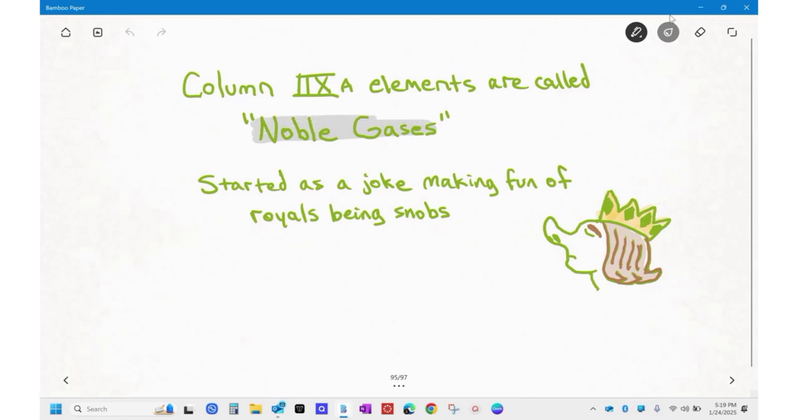And actually, the name noble gases, the reason why they were named that, well, one, because they're all gases, but the reason why they called them noble gases is because it actually started out as a joke among scientists about how snooty nobility and royalty were. They were just making fun of royalty being snotty, calling these column 8A elements noble gases because they're too snotty to bond with any of the other elements. They don't interact with anybody else. So it started out as a joke among scientists, just making fun of nobility who sticks their nose up at everybody else.